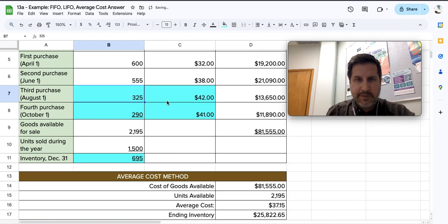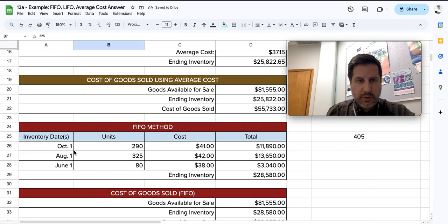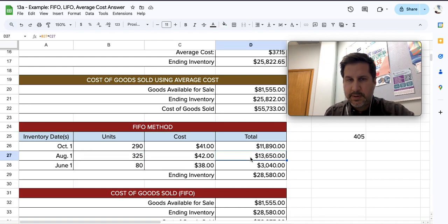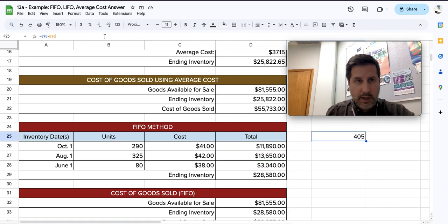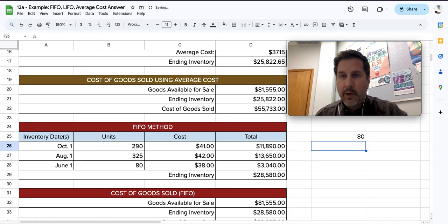So I need 325 at $42. I go to my August 1st purchase, where I had 325 units at $42. The value is those two multiplied, $13,650. Perfect. Now I have also used my entire August 1st purchase, so I only need 80 units to value for my ending inventory.